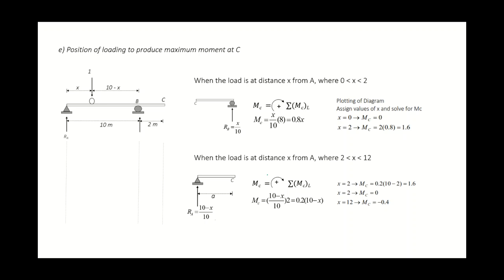Ayan. So, these are the values. And then, plot 0. Ayan. Then, we have 1.6 at 2 meters. Tapos, 1.6 pa din. So, remain. And then, x is equal to 10. Sorry about that. MC is equal to 0. So, 0. Then, x is equal to 12, negative 0.4.